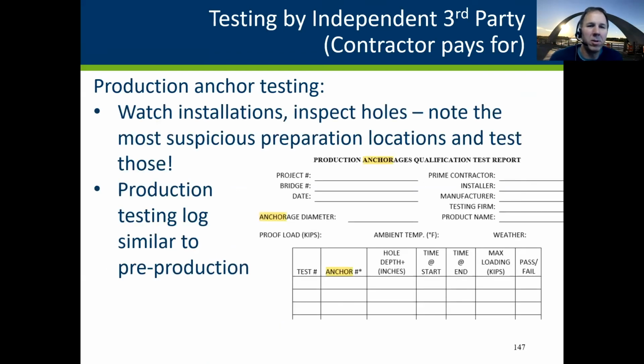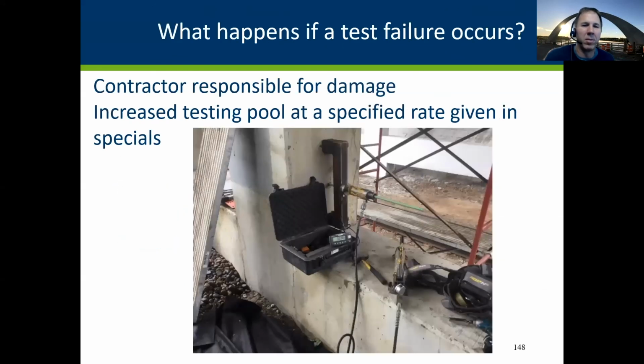If they choose to go ahead with production anchors, or anchors that are going to be in the permanent work, have your inspector watch the installations. They should be choosing which anchorages get the pull test. So if there's anything suspicious, that's where to locate your test. And again, we have another form for production anchorage qualification test. It's just pull testing the final installation, and there is a frequency specified in your special provisions for those.